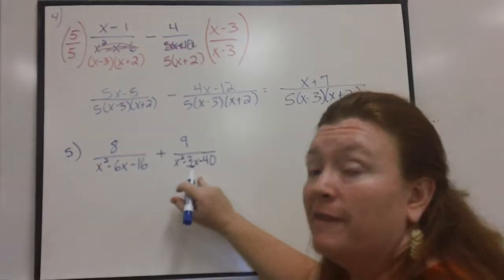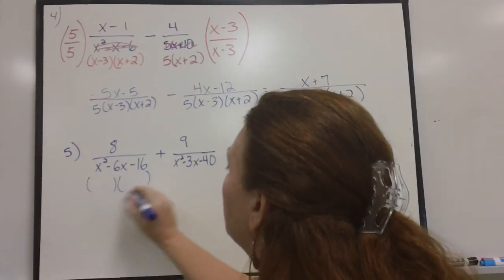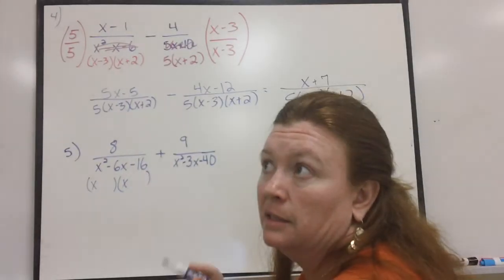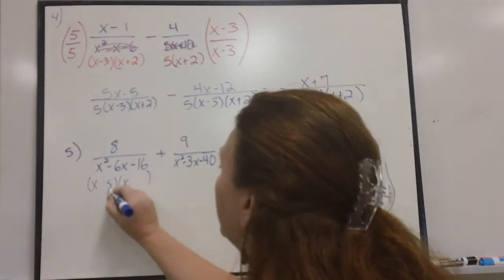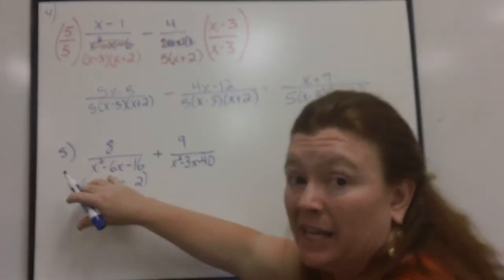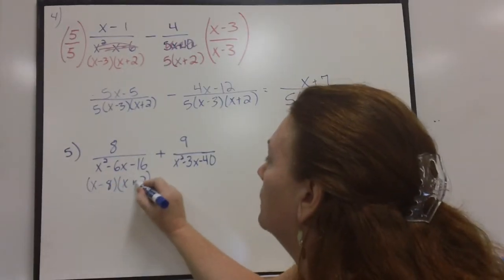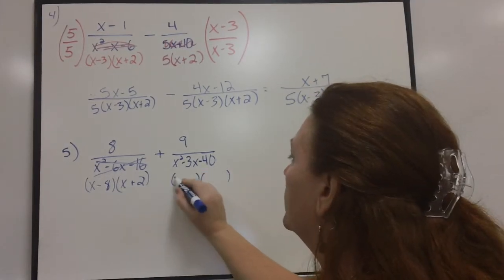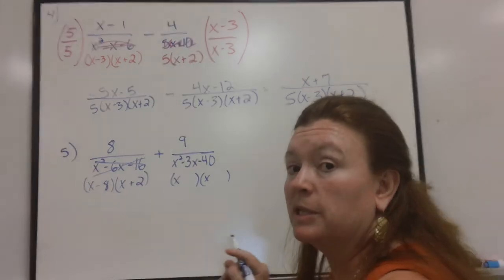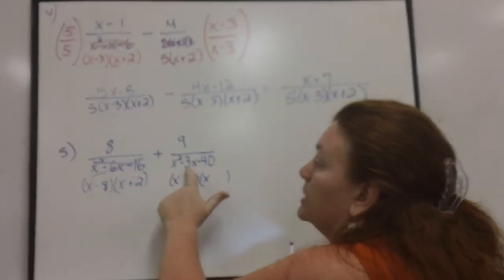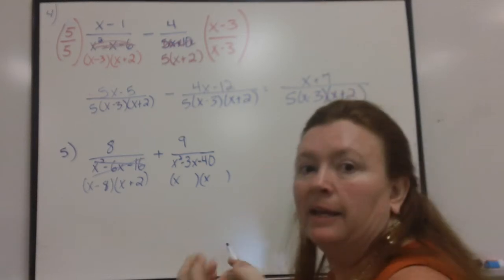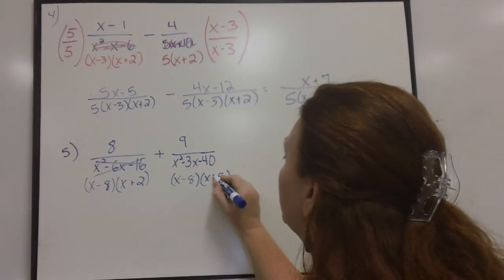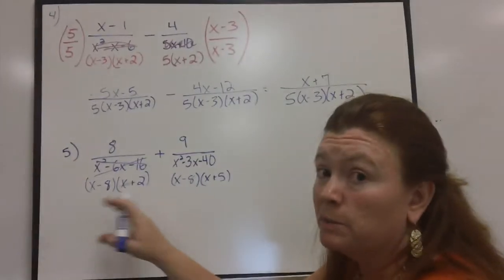Look at the denominators, factor them. What two numbers multiply to give me 16, but subtract to give me 6? 8 and 2. So I'll try 8 and 2. I want a negative 6. It's a minus 8 and a plus 2. Second one. X squared is x times x. What two numbers multiply to give me 40, but subtract to give me 3? 8 and 5. Uh-oh. It's a negative 3, so it's a minus 8 and a plus 5. I see these are close, but they're not the same.